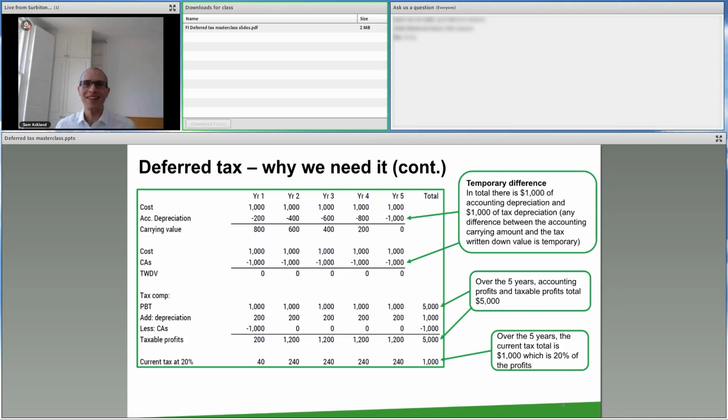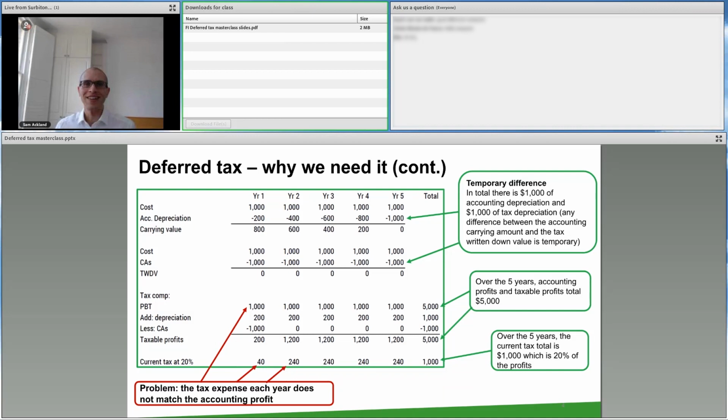But here's where we have a problem. The tax expense each year does not match the accounting profits. Remember, the accounting profits we made up as 1,000 every year. Okay, so we had 1,000 every year of accounting profits. But when you look at the tax expense, it is really low in year 1 and then increases in the future years. So the tax expense does not match the profits. The profits happen evenly over the period, but the tax expense happens unevenly over the period.